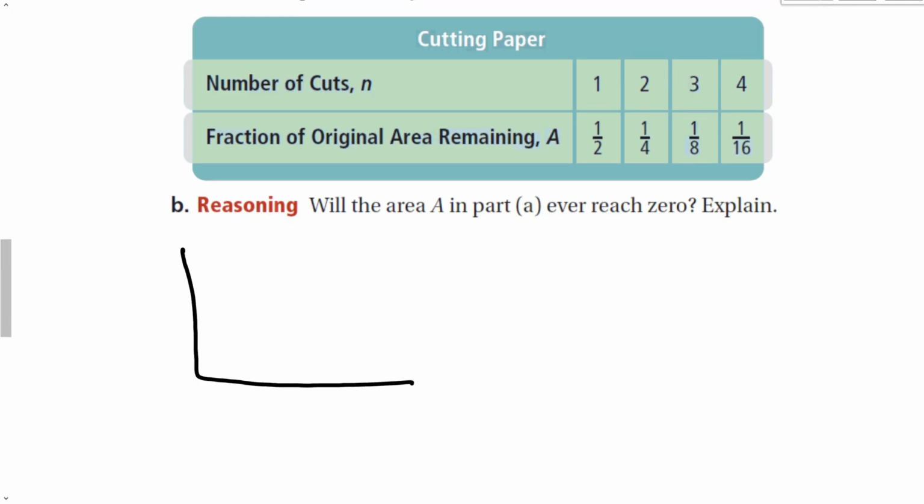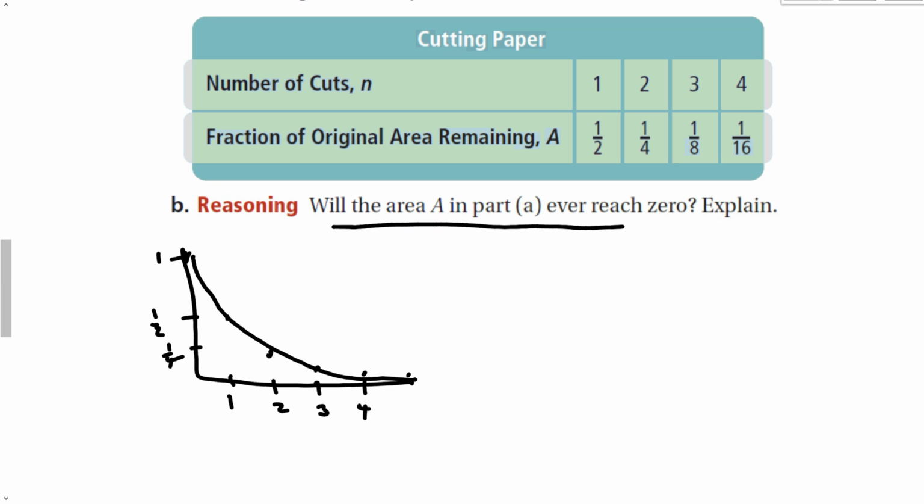make a little more room. If I wanted to graph this, I would have 1, 2, 3, 4 cuts. And my area, let's just call that one. That's going to be one half, right? One quarter. So you can see that we start at one, then a half, then a quarter, then half of that, then half of that, and then so on. And you can see we get a nice curve that eventually gets flatter and flatter and flatter.